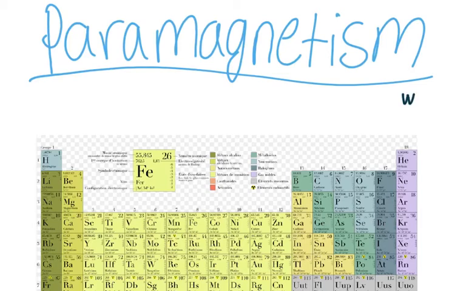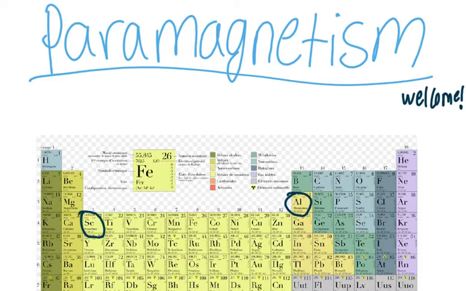Alright guys, welcome back to Underground Science, and in this video we'll be talking about paramagnetic elements, or paramagnetism. Hopefully you just came back from my diamagnetism video where I talked about two examples of diamagnetic elements, and in this video we'll talk about two examples of paramagnetic elements. The two examples we're going to choose are scandium and, from here, aluminum.